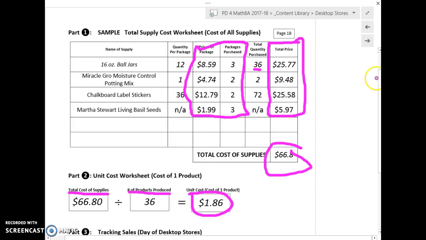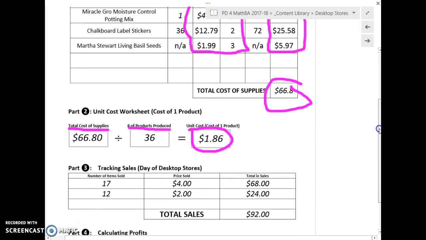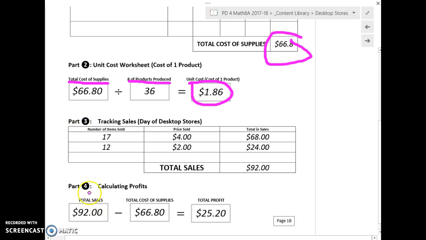Oops, sorry, I missed a spot. Okay? Now, part 3 and part 4 are going to happen on the day of desktop stores. That's why it's on page 6, and it's not due until after we have the desktop stores.